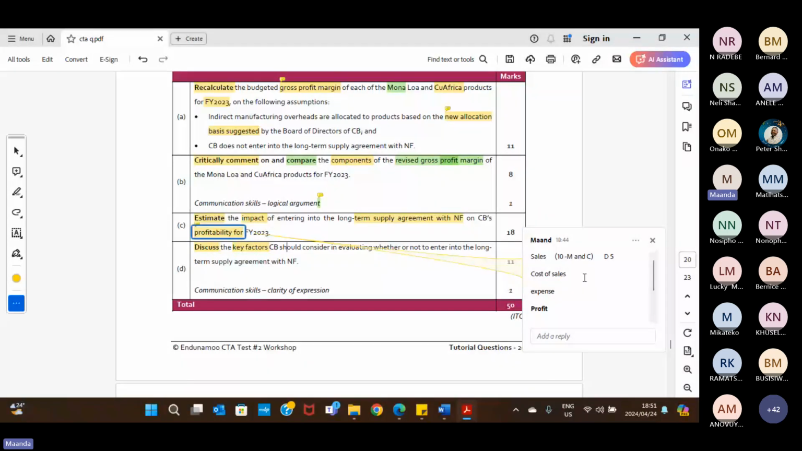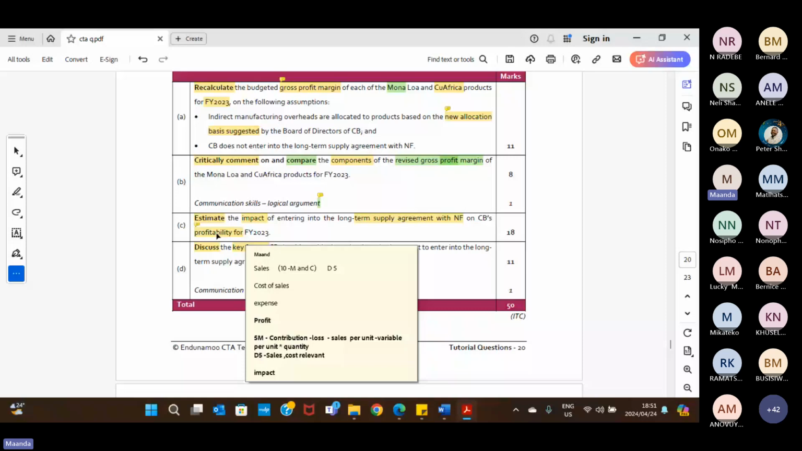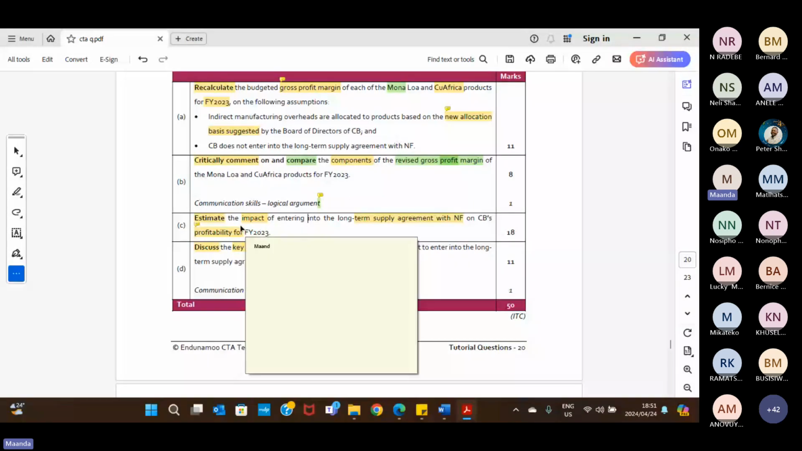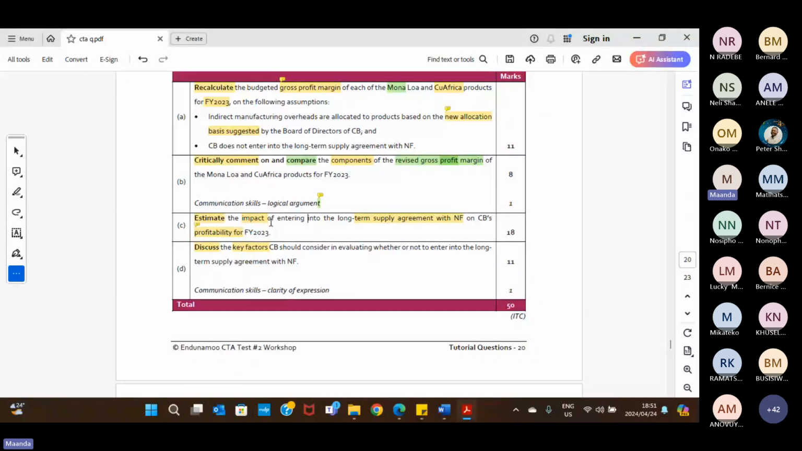So you guys have reading time. So already you know that in this agreement, there's this that is going to come through. So I was just doing it without going through the scenario. But say you didn't have the scenario, it's fine. And then you needed to determine your profitability. So what you needed to think about here is to say, I need to bring in an impact of entering into a long-term supply agreement, right?